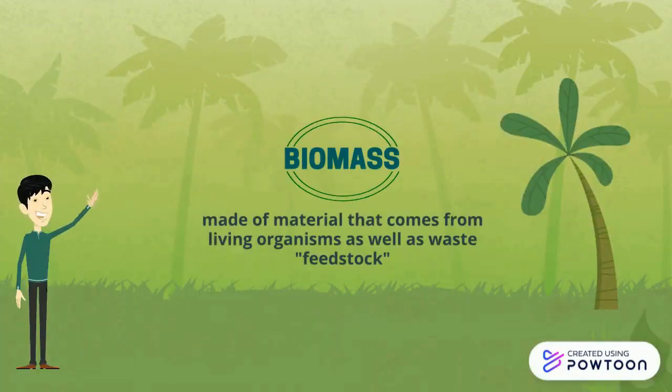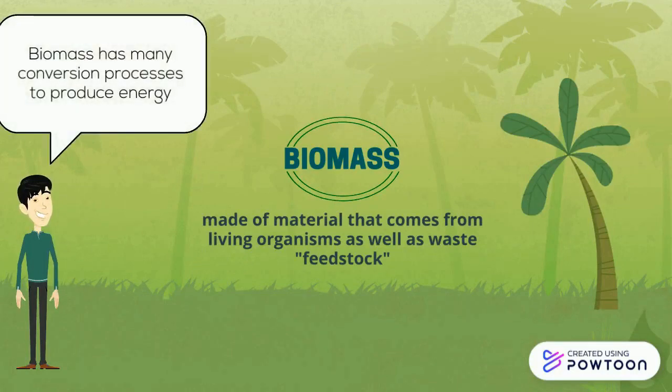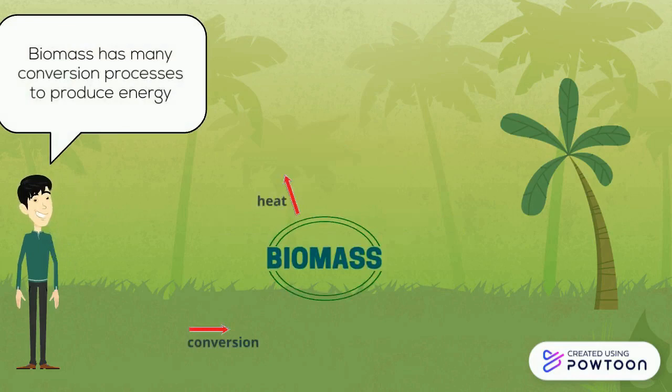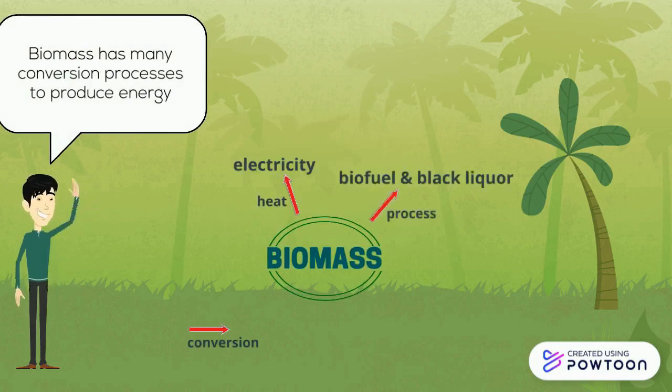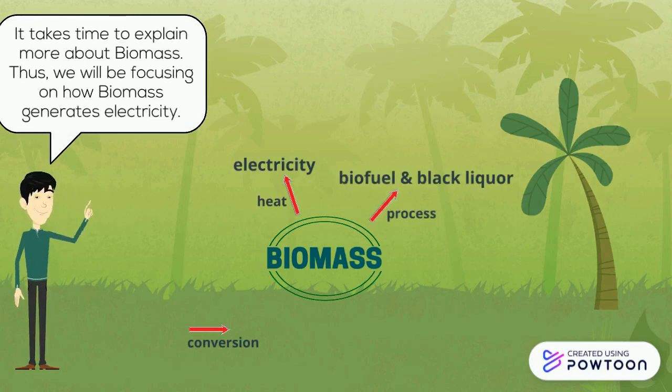Biomass is made of material that comes from living organisms, as well as waste feedstock. Biomass has many conversion processes to produce energy. Biomass can be burned to create heat, converted into electricity, or processed into biofuel and black liquor. It takes time to explain more about biomass. Thus, we will be focusing on how biomass generates electricity.